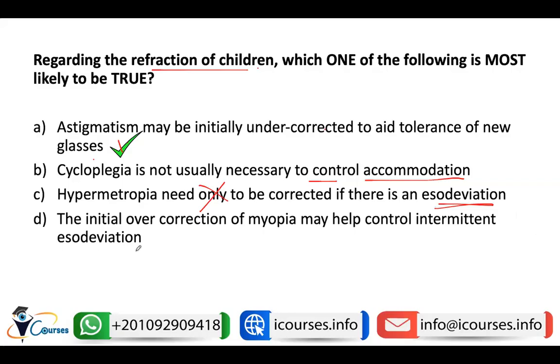Initial overcorrection of myopia may result in control of the intermittent esodeviation. Well, what happens if the patient has esodeviation, in which his eyes are turned inside, and you increase his myopic correction? So you increase the minus lens in front of his eyes. He will exert more accommodation to overcome this minus lens. So this will result in more esodeviation. So again, this will be wrong management.